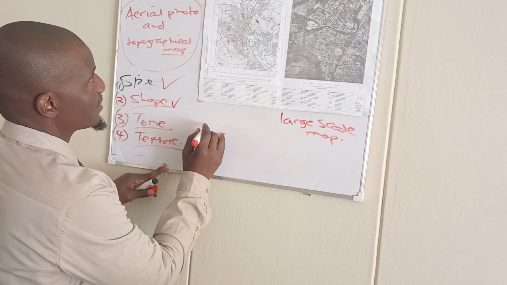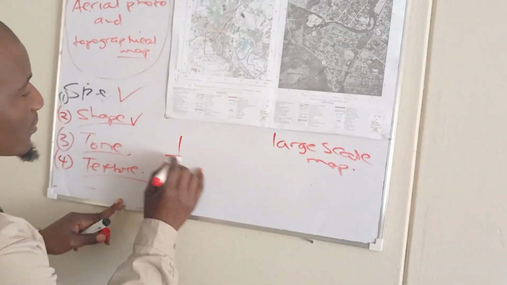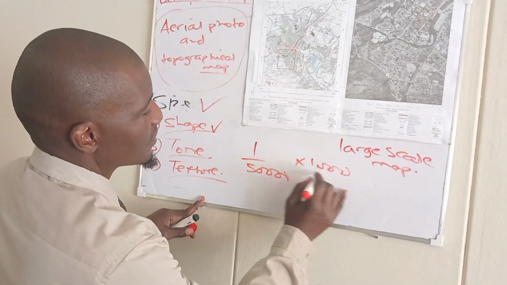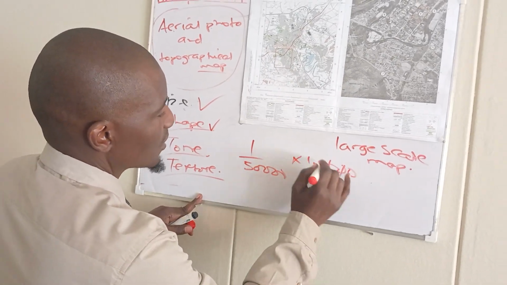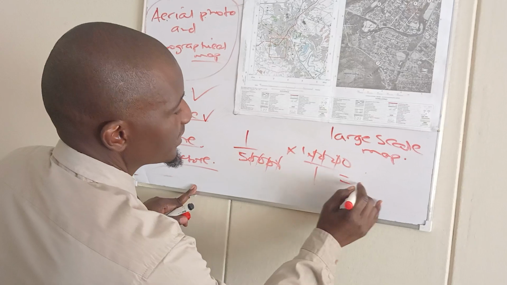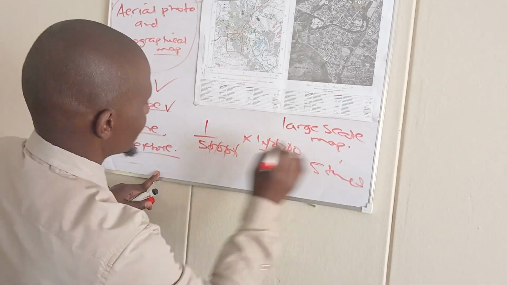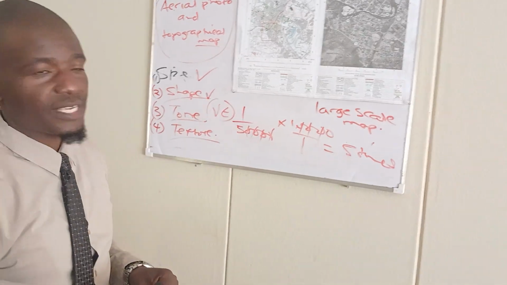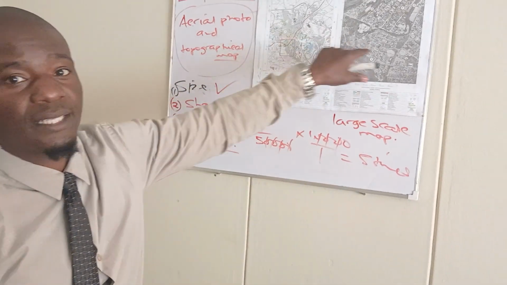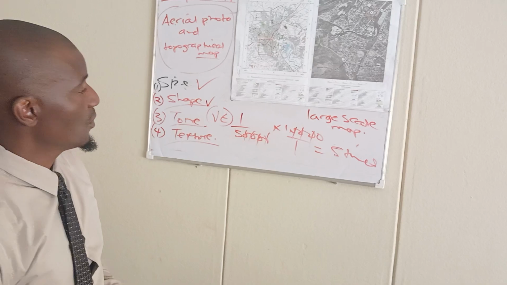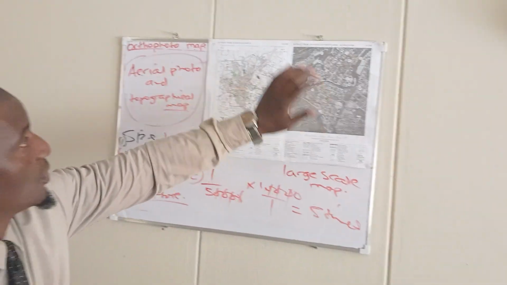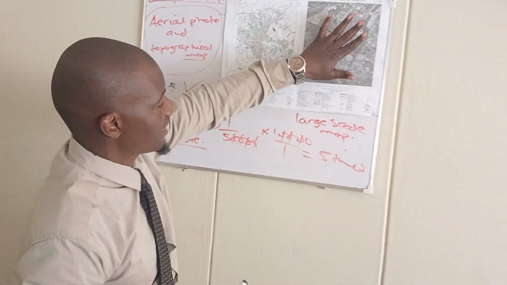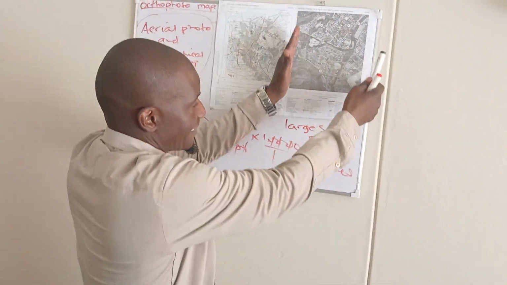Where did we get that? Of course, we are using your 1 over 50,000 multiplied by 10,000 over 1. Then this is 5 times larger. This is more like your VE, which is your vertical exaggeration. We are comparing the relationship between the two scales. Okay, that is your orthophoto and your topographical map. This is 5 times what? Larger. This is a large scale map.